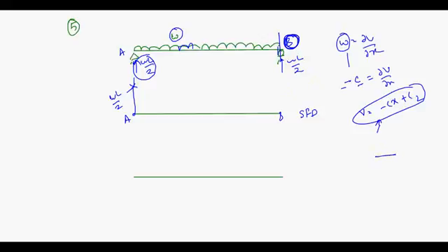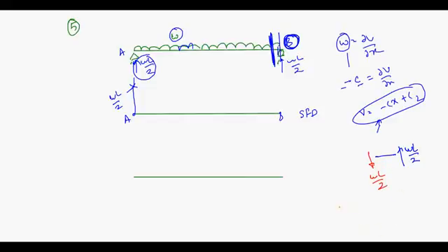If you draw the free body diagram for a very small distance, I have taken a section just close to this support. So you are having your reaction here WL/2. So to oppose the reaction you will get WL/2 in this direction.